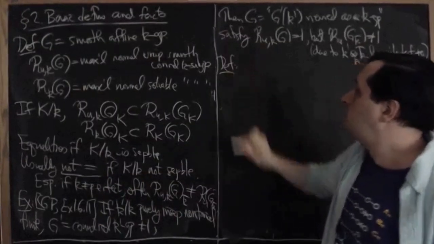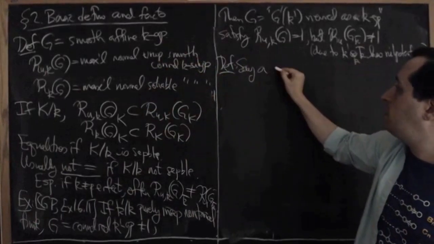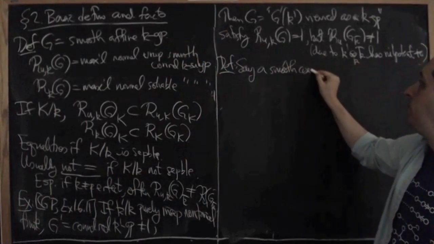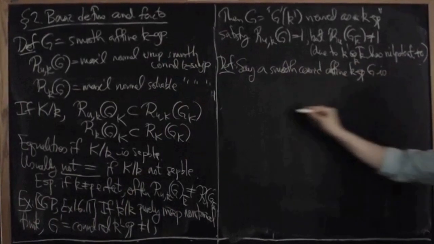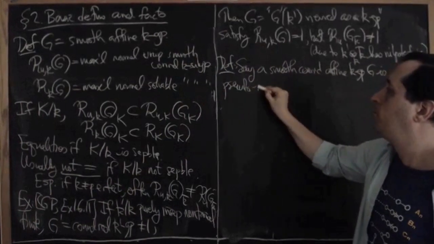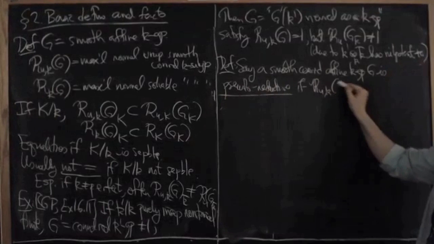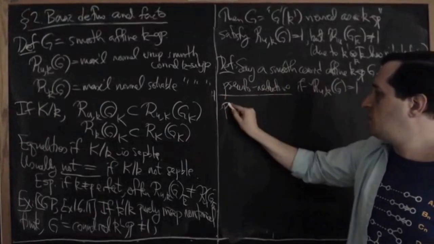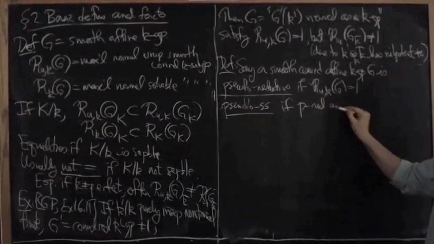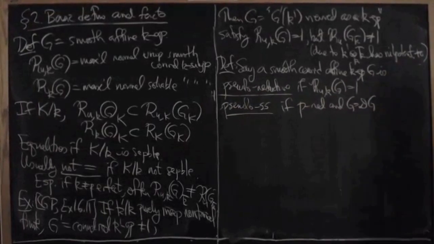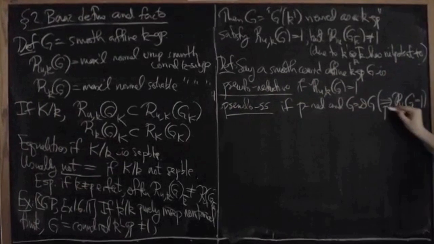In any event, it leads us to a definition, which is, in this generality here, we'll say that a smooth connected affine k-group G is pseudo-reductive if its k-unipotent radical is trivial. And we'll say that it's pseudo-semi-simple if it's pseudo-reductive and perfect. Okay? And it turns out this implies that the k-radical is trivial, but the converse is false.